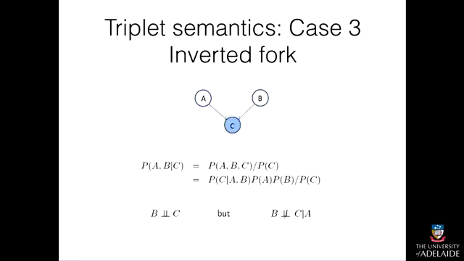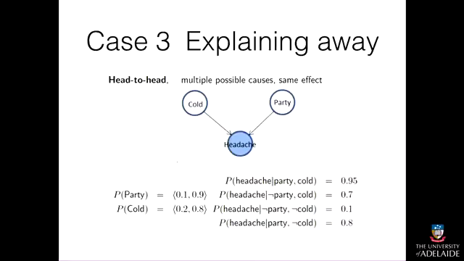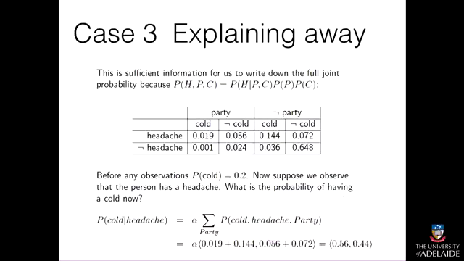Okay, for the last case, there is actually an interesting phenomenon called explaining away. So here we have an example. Those are the conditional probability tables. This is the parameters we need to define this joint probability. And now let's calculate two terms. The first one is P(cold | headache), right? How to do the calculation?